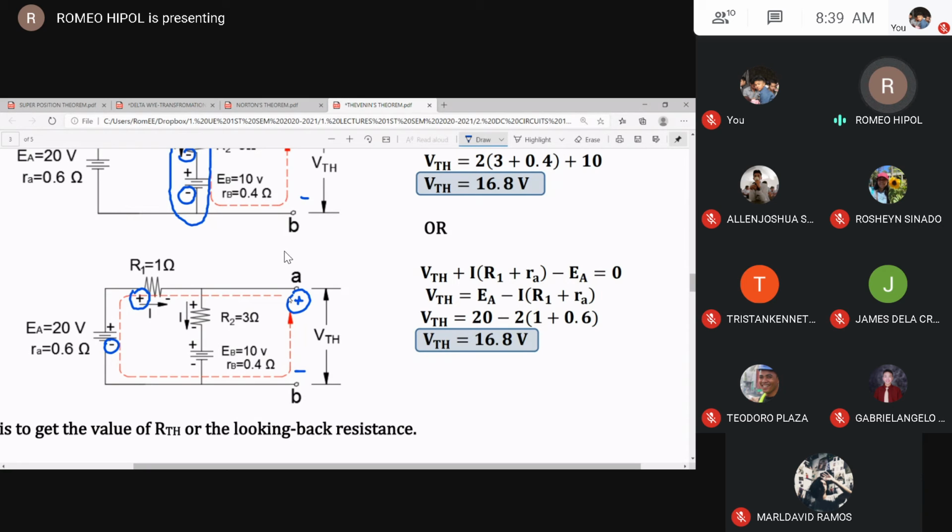Then rearrange the equation. So, ano mangyayari? We have E sub A minus I times R sub 1 or quantity R1 plus RA. Kuha, substitute the following values, 20 minus 2, quantity 1 plus 0.6 ohm. So, we will get 16.8 volts. So, same answer lang ang makukuha natin at different loop. Nakuha?